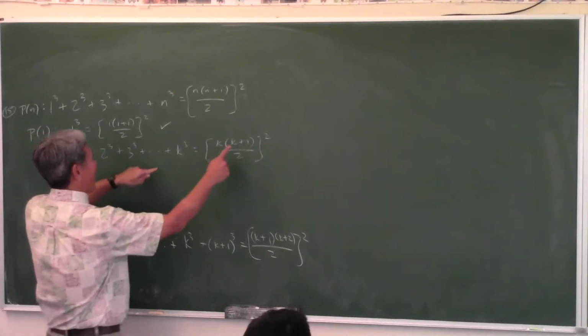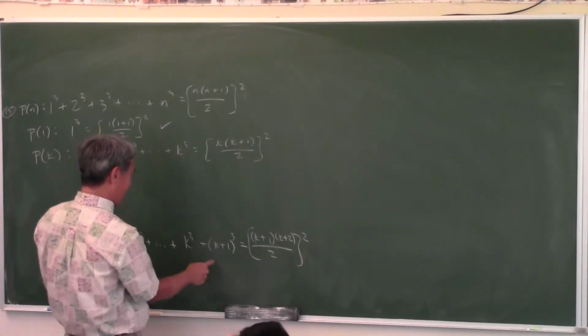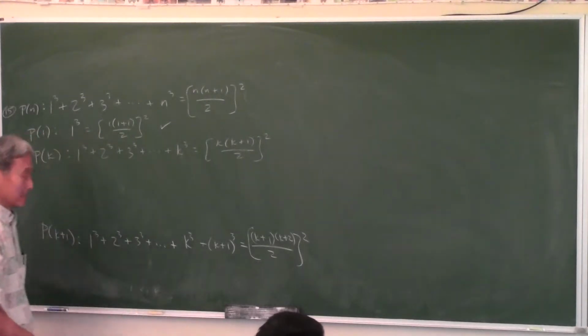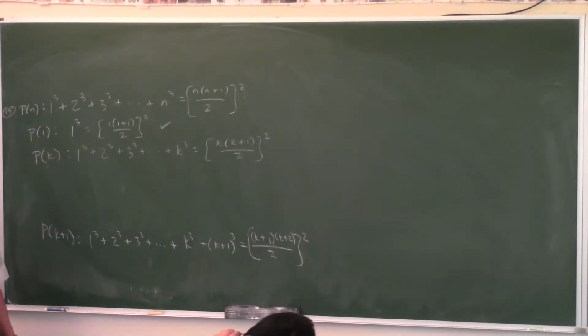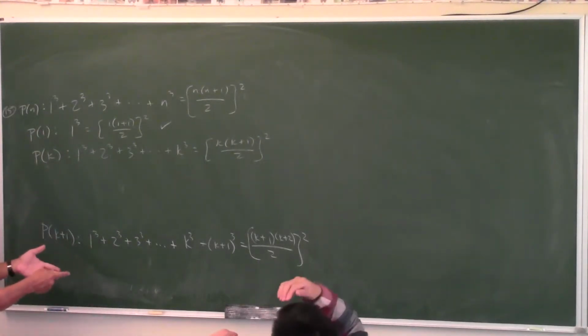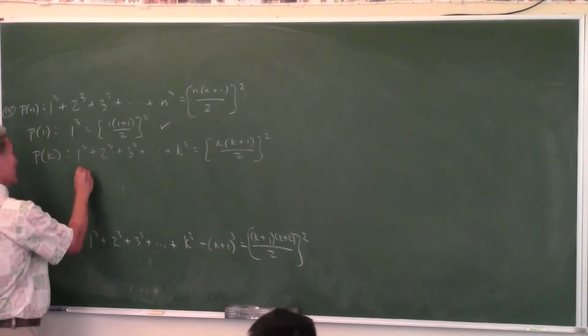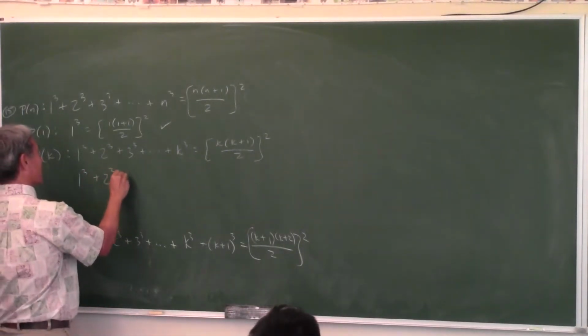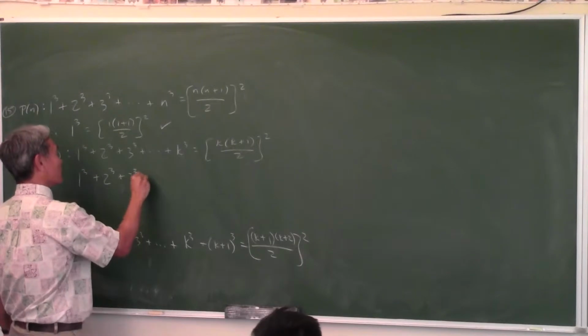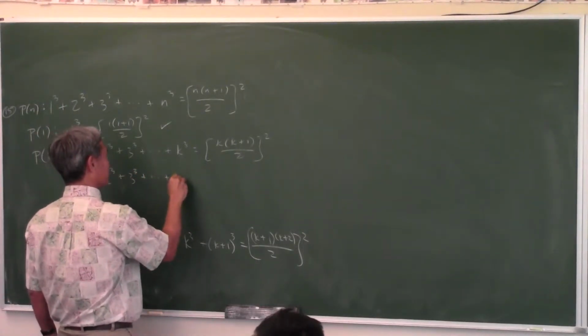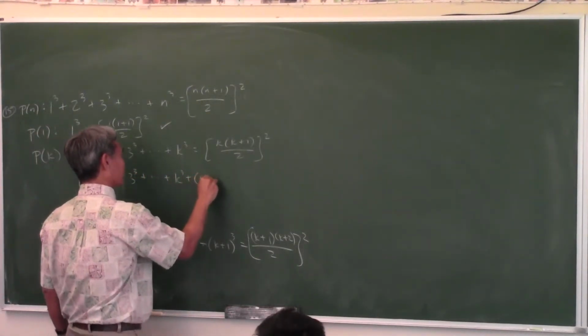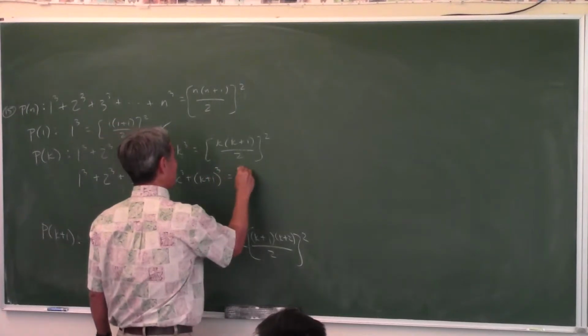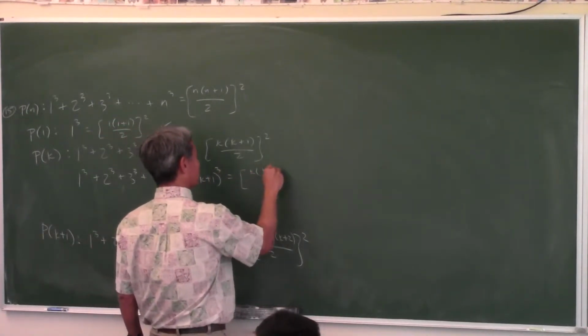What do I have to add to both sides of this equation to get this? 1, 3, 3, 1. No, k plus 1 cubed. Oh yeah. See, that's why if you do that, it's pretty obvious what you need to do. So, what we're gonna do is we're gonna add k plus 1 cubed to both sides. Basically, this is just algebra.